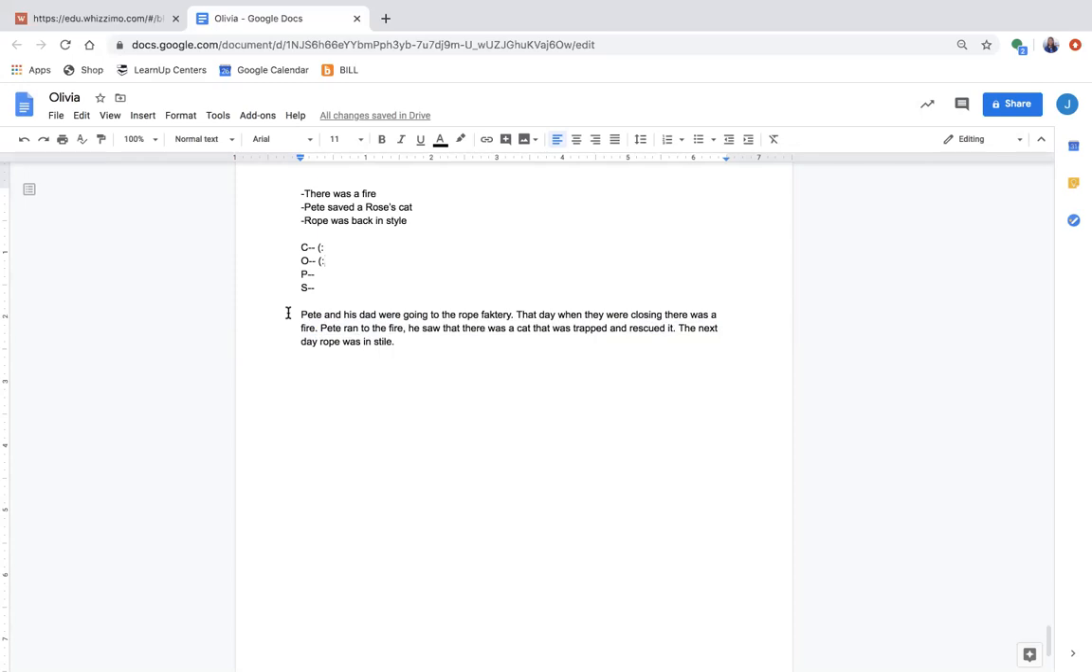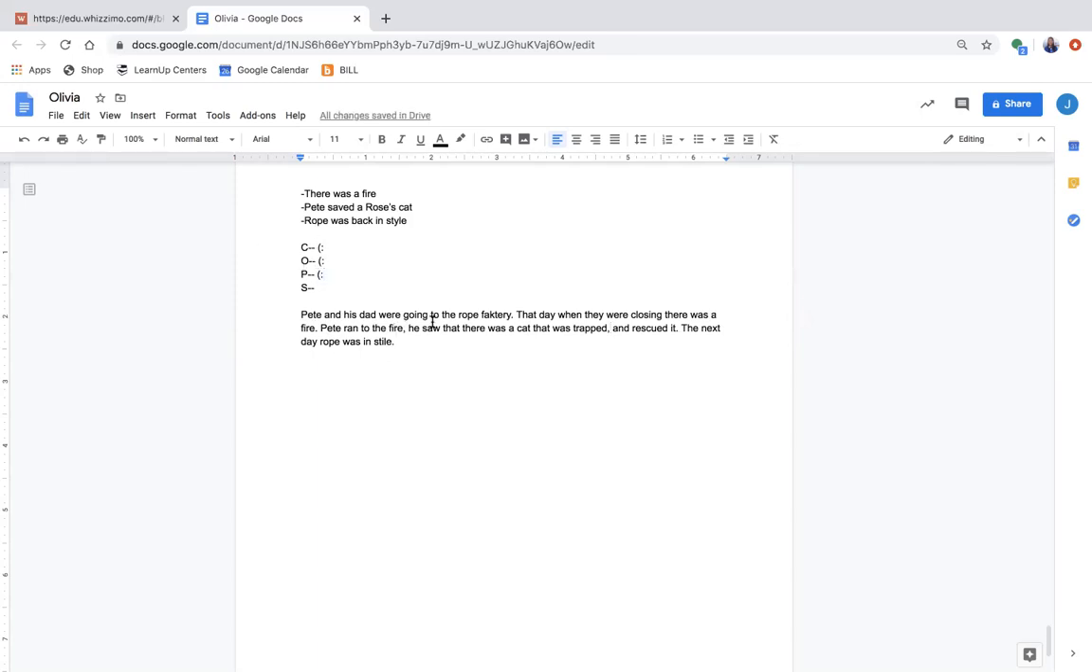Punctuation. Pete and his dad were going to the rope factory. That day, they were closing. There was a fire, period. Pete ran to the fire. He saw that there was a cat that was trapped, and then there needs to be a comma in between trapped and rescued it. The next day, rope was in style, because you're listing things. Good job. And then spelling.